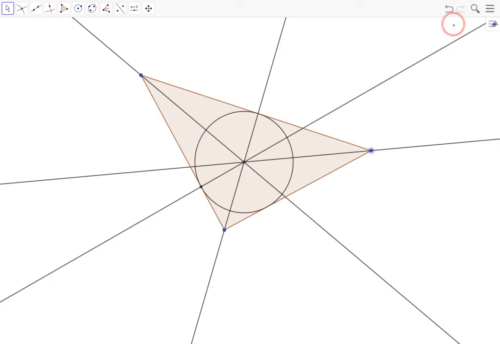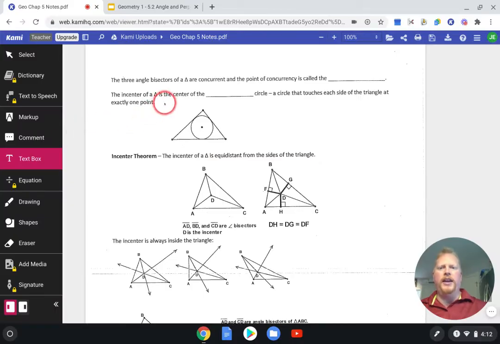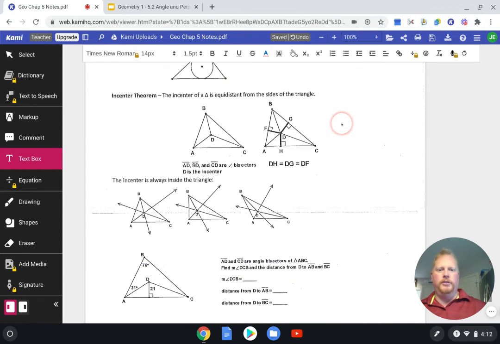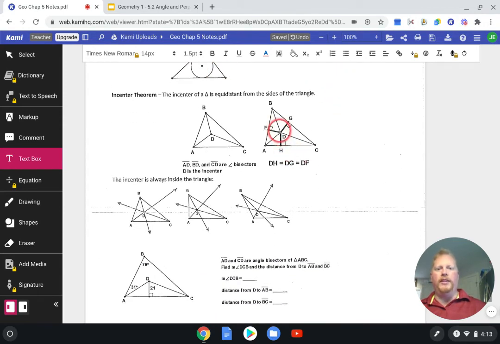Let's go ahead and do some notes. The three angle bisectors of a triangle are concurrent, and the point of concurrency is called the incenter. The incenter of a triangle is the center of the incircle, a circle that touches each side of the triangle at exactly 1 point. So that point is always going to be the same distance from all three sides.